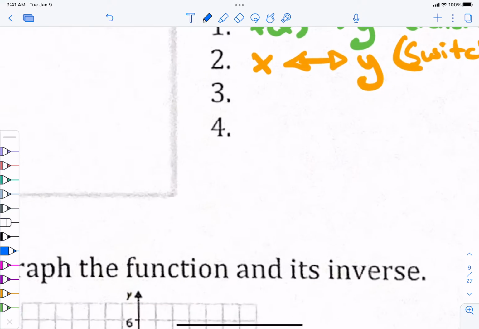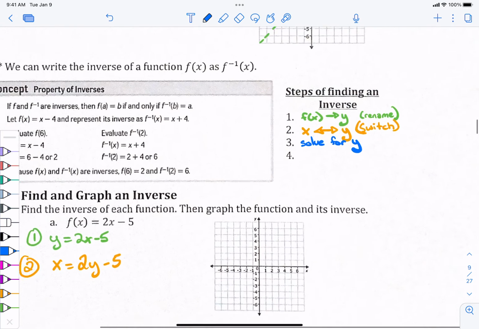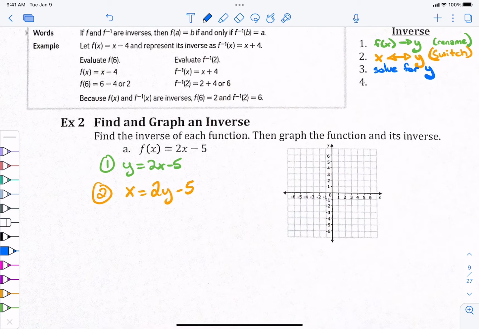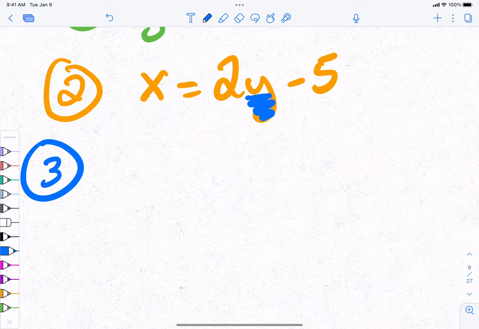Step number 3, you solve for y. This is the longest of the 4 steps. This is where the meat and potatoes are of your whole 5-course meal. This is the big part, right? Solve for y. What does that mean to solve for y? You basically move everything over. You get rid of everything except the y. So y is here. What are you going to move first? Minus 5. Oh, wait, plus 5.